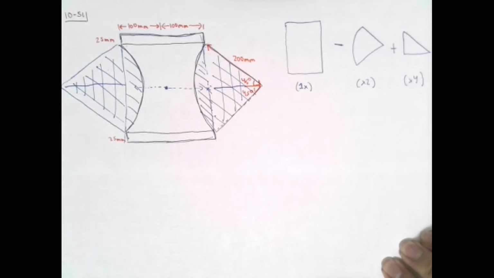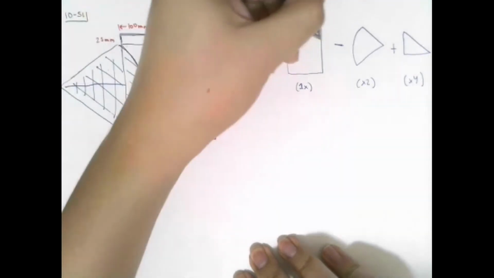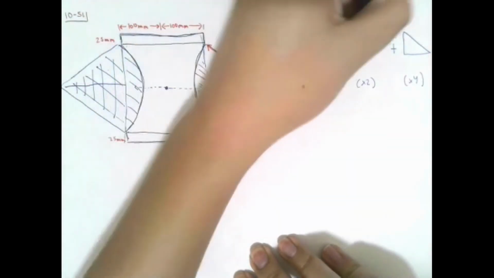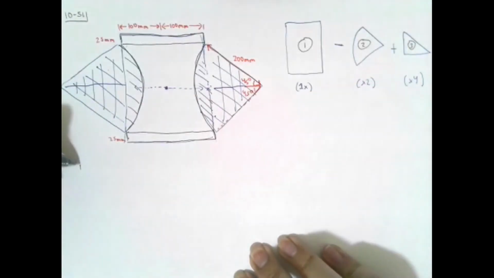So I'm going to start with the rectangle, okay? So if we have this rectangle, I'm going to call this my shape number 1, my shape number 2, which is twice, and my shape number 3. So starting with shape number 1, we have this rectangle.